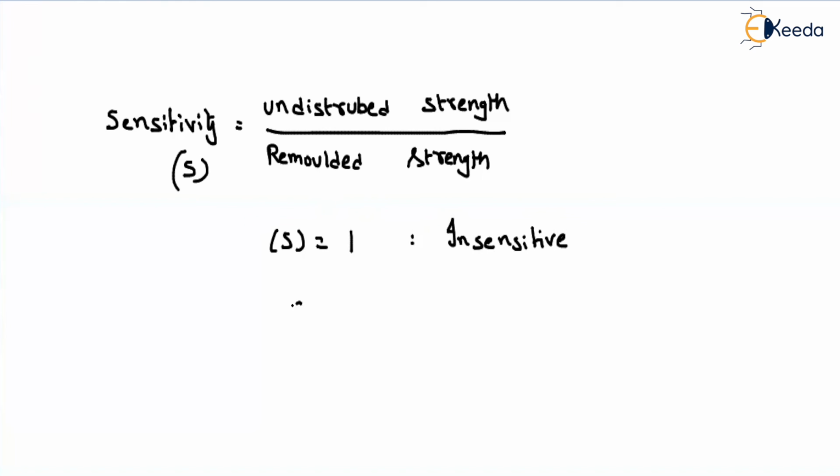Suppose your sensitivity is coming greater than 16, then we will call it a quick soil. Quick soil is also a type of soil. Okay. This is about the sensitivity, which represents the strength from the remolded to the undisturbed condition.